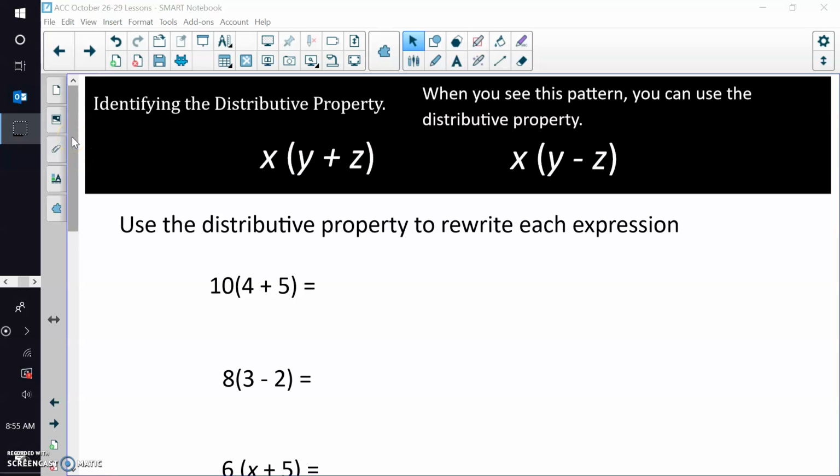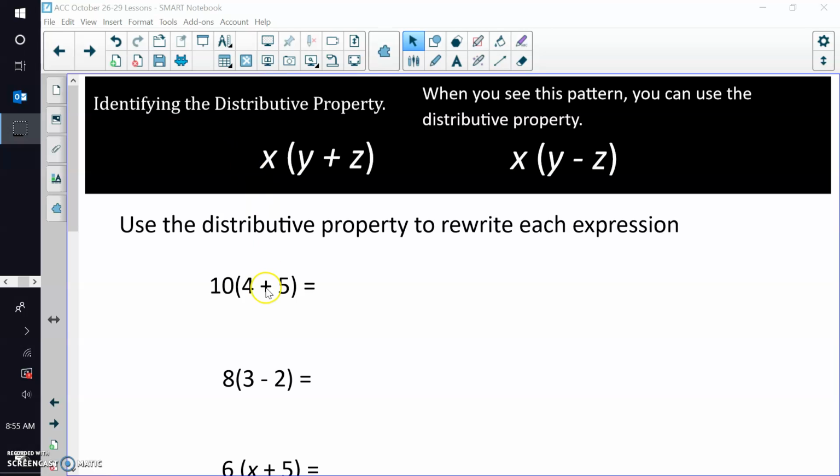So we're looking at a pattern here. If you ever see this pattern where we have a number times two other numbers that are in parentheses, either being added together or, as you can see over here, being subtracted, then we can use the distributive property to rewrite this in a different way.